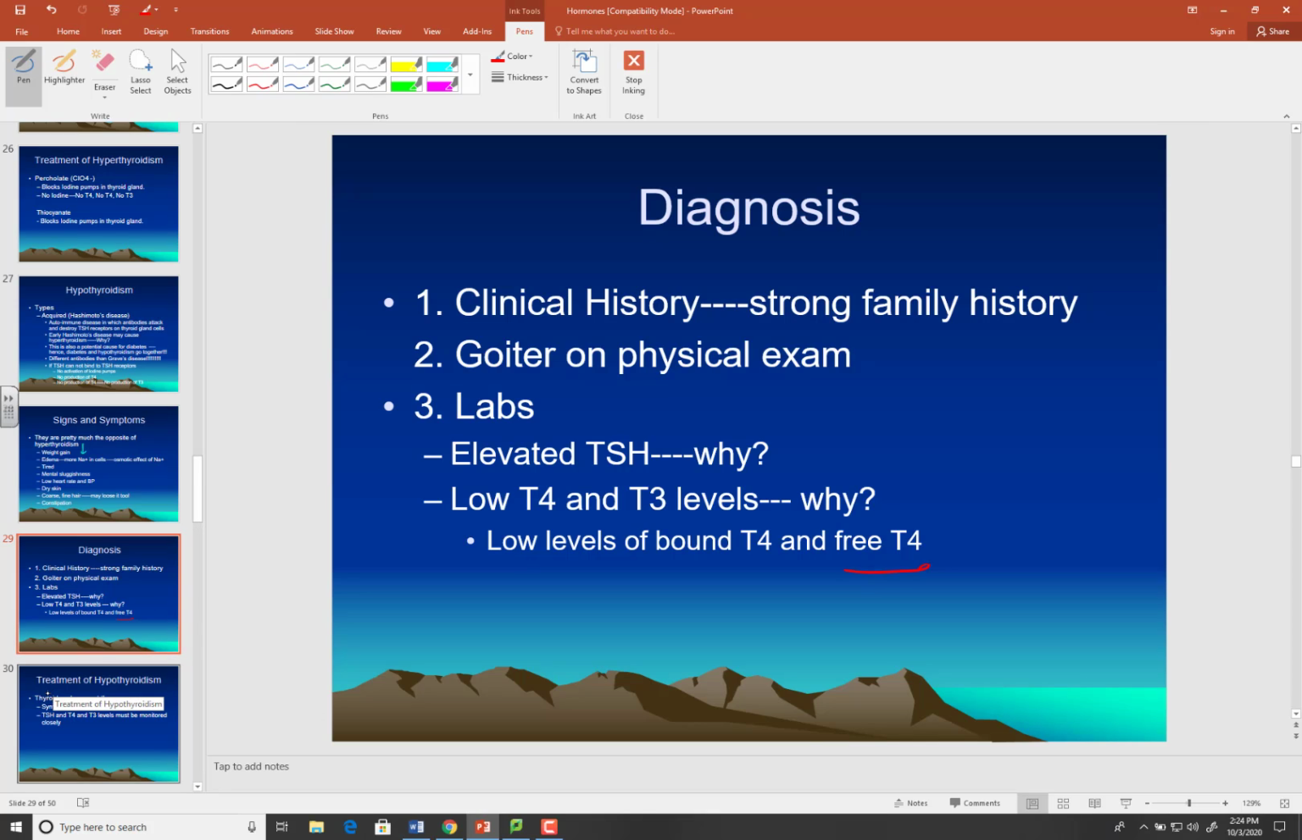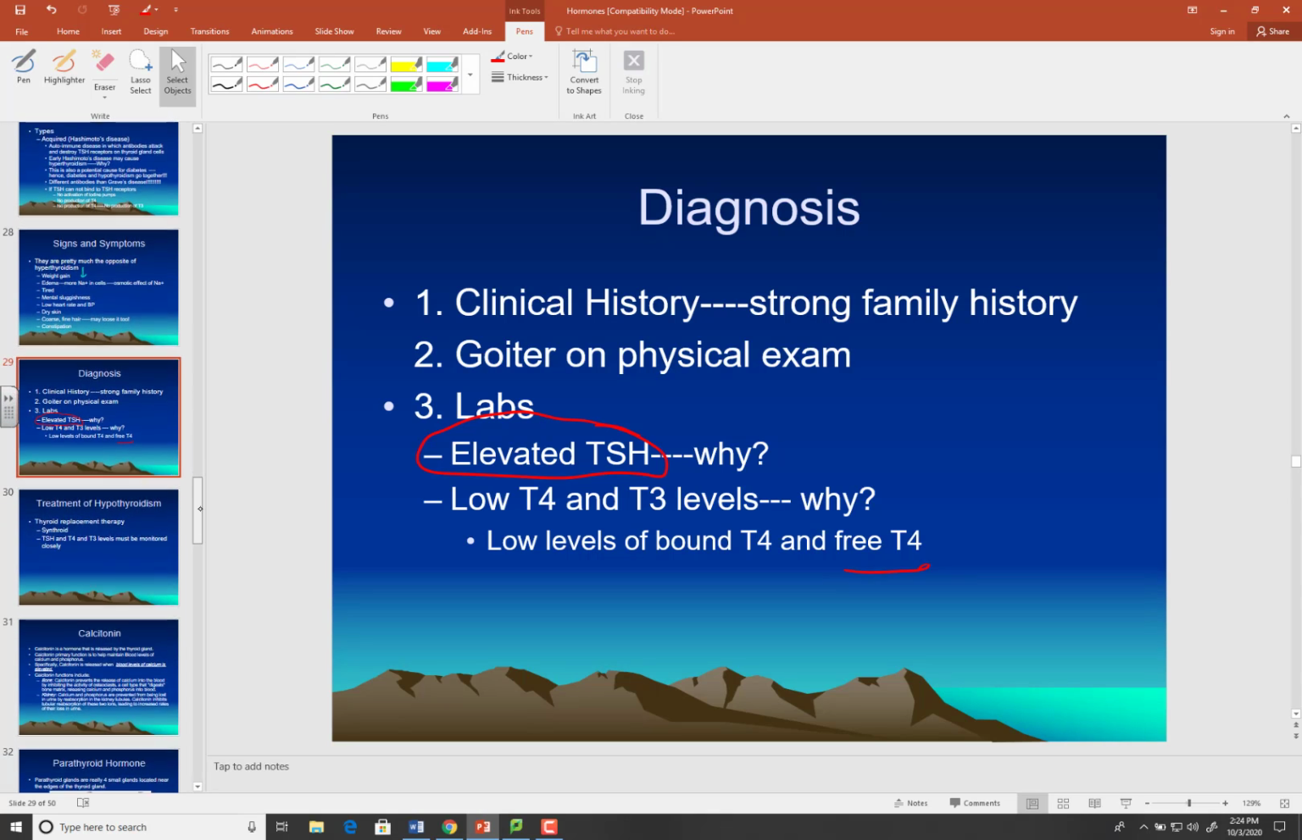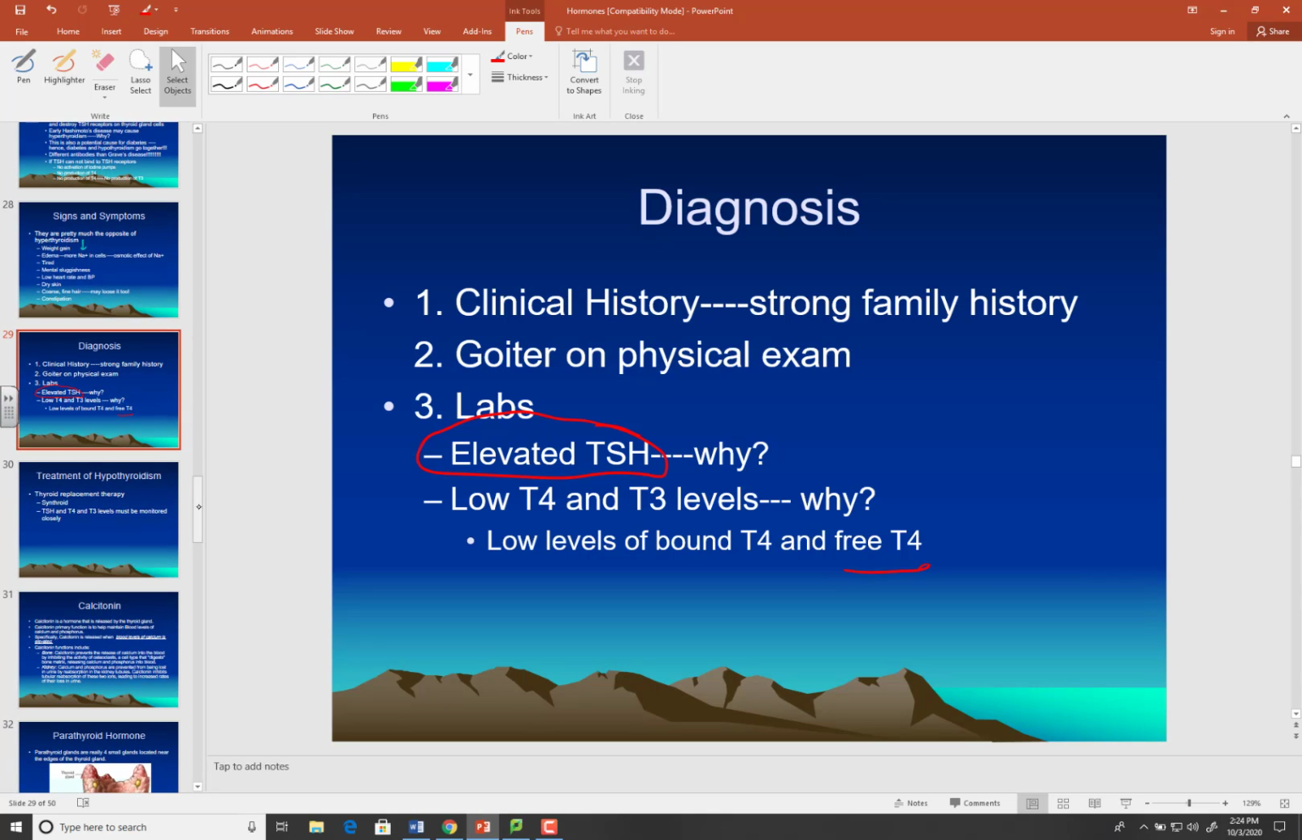And again, if it's low, T3 and T4, then your TSH is going to be elevated, because if it's low, then there's nothing to feed back to the anterior pituitary saying, look, we got enough thyroid hormone. Well, in this case, you don't. So the anterior pituitary is going to continue to dump out TSH. And that's very important that you understand that, right?